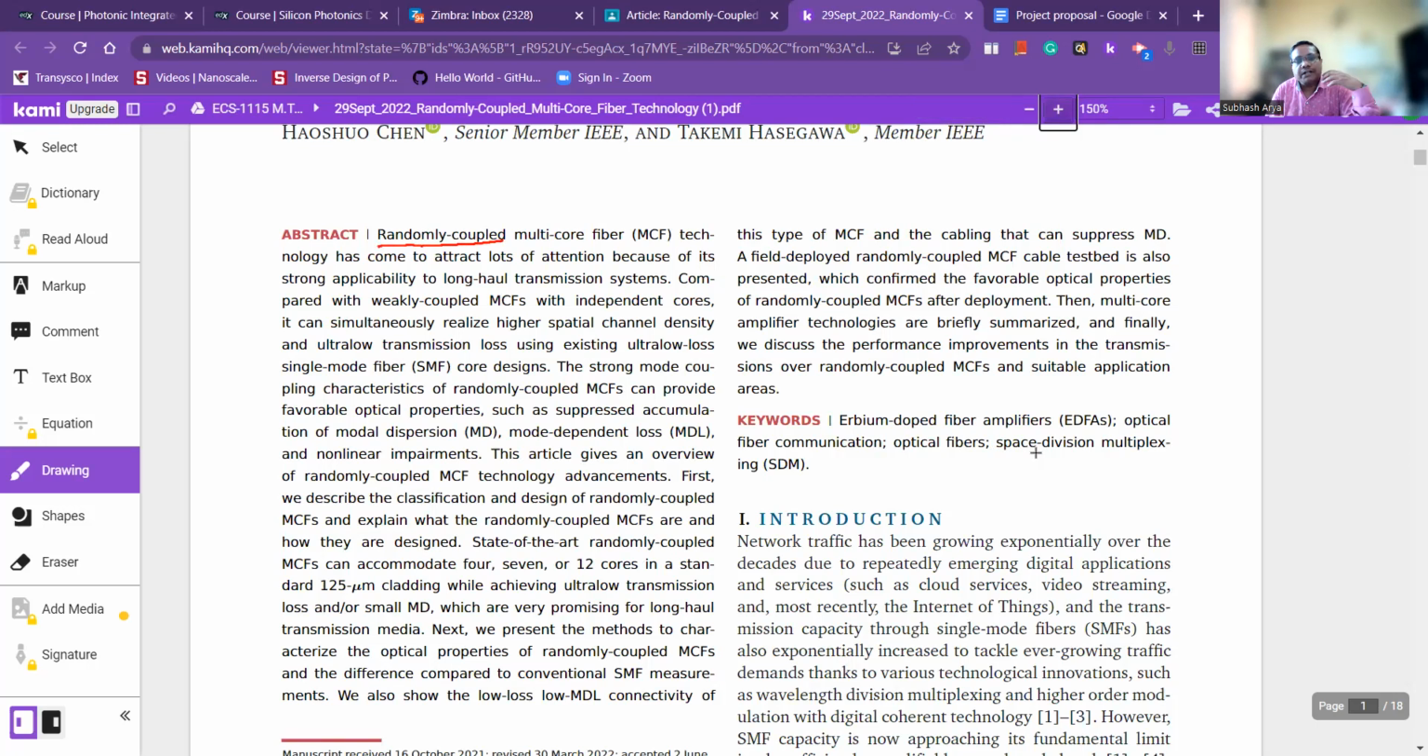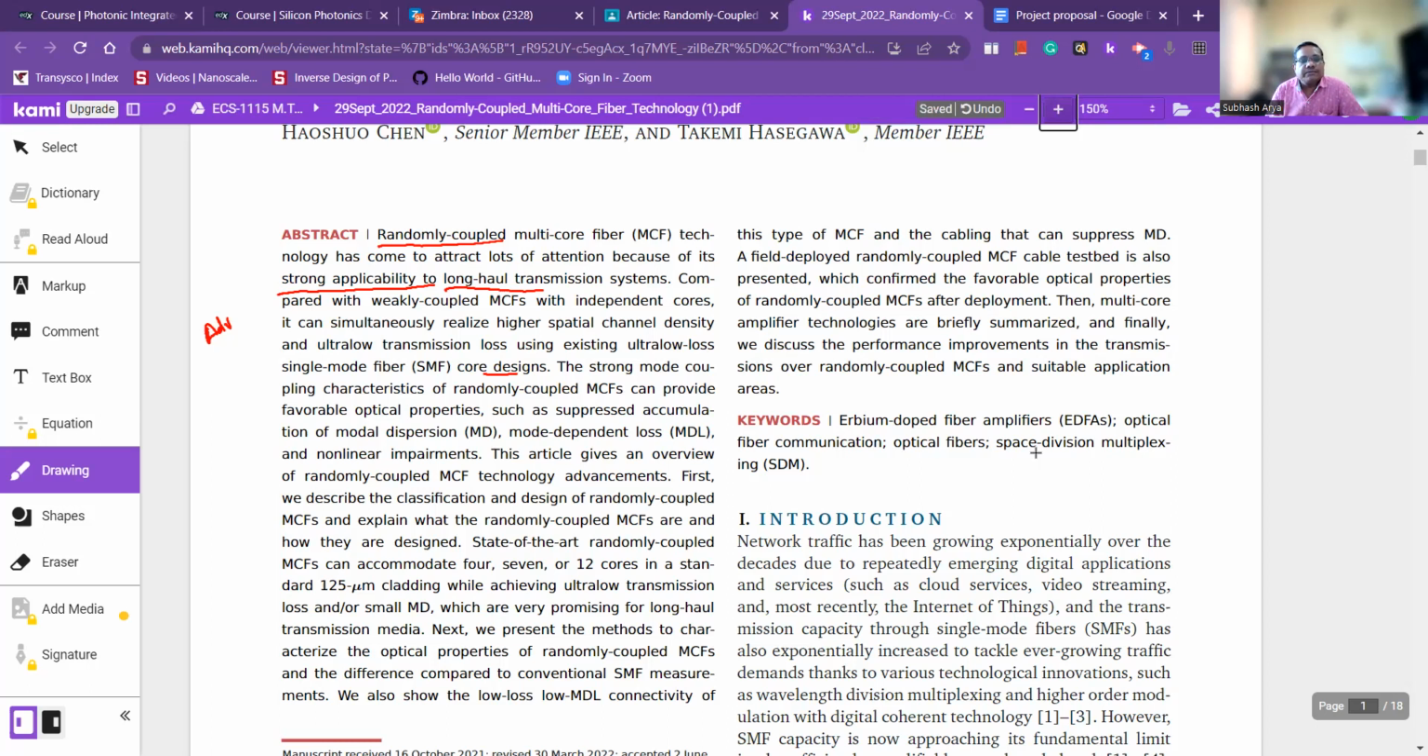Randomly coupled multi-core fiber technology has come to attract lots of attention because of its strong applicability to long-haul transmission systems. So this technology is for long-haul transmission systems. Compared with weakly coupled multi-core fiber with independent cores, it can simultaneously realize higher spatial channel density and ultra-low transmission loss using existing ultra-low loss single-mode fiber core design. So basically, this is the advantage of this technology that is called randomly coupled.